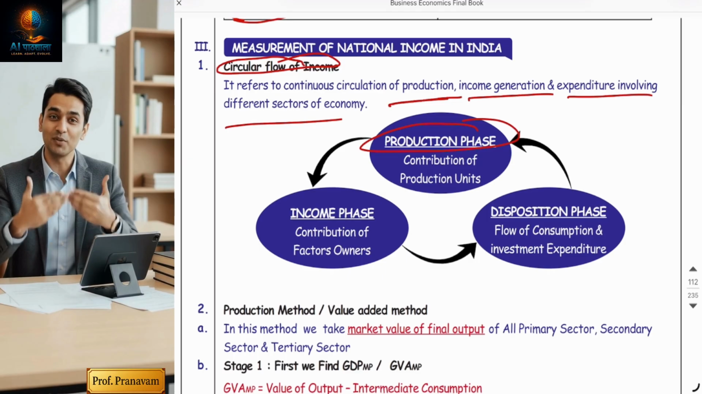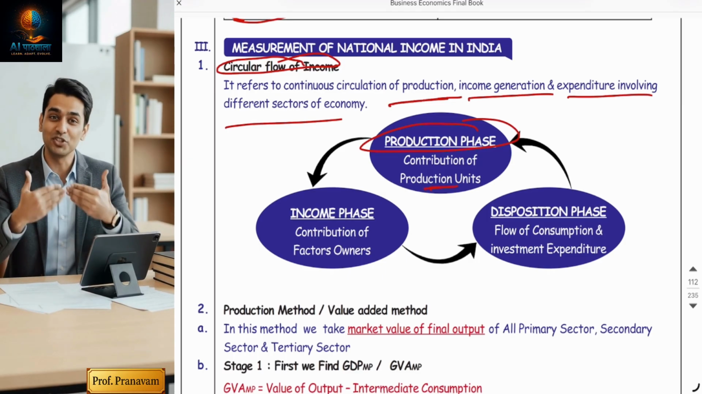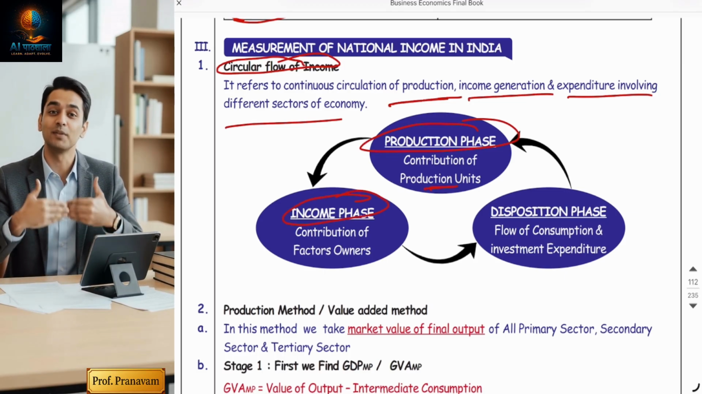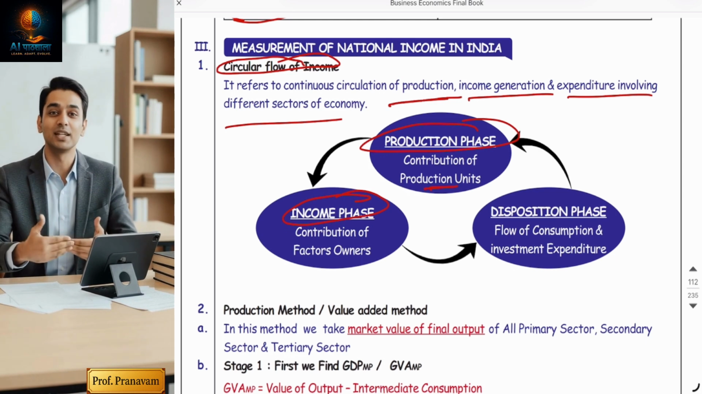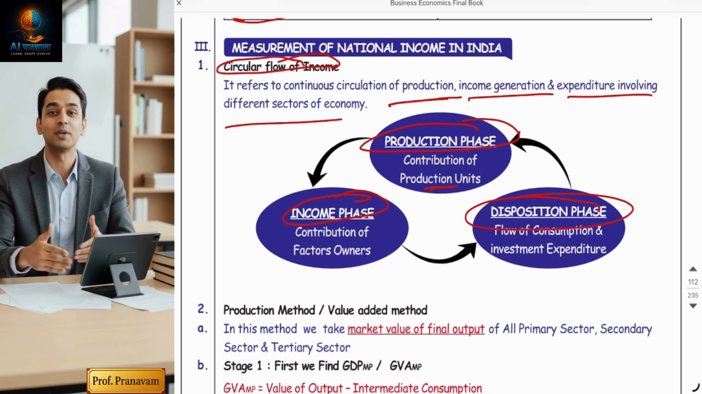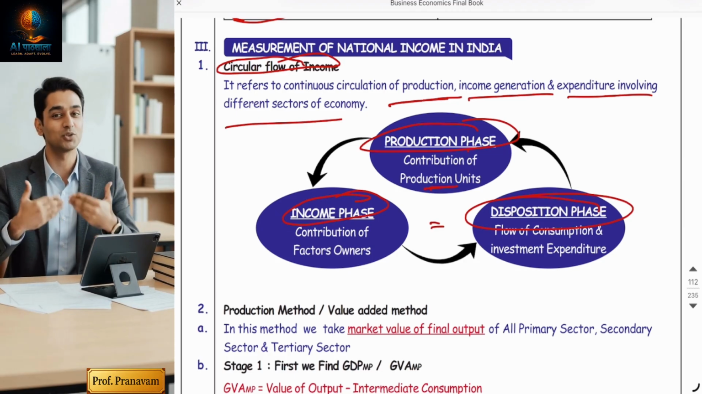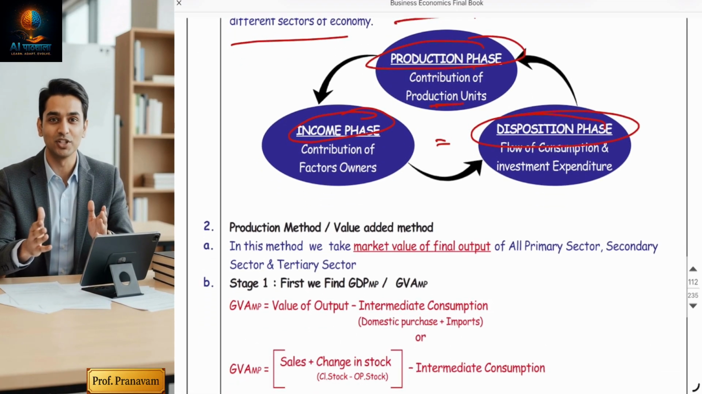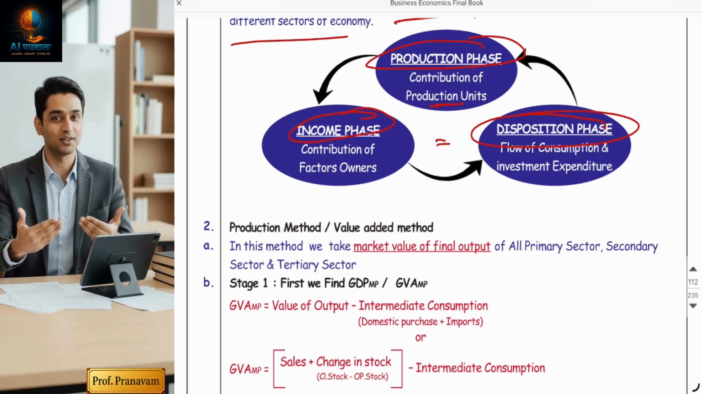Production phase, contribution from production units. From this we have derived the production method of calculating national income. But from production, we derive income. So the income method is a very direct method to calculate national income, as you have to calculate income only. But there are two indirect methods, the production method and the disposition method, that is, the expenditure method, because income is always equal to expenditure. So these are the three methods to calculate national income, and the government can use any one method to calculate national income.